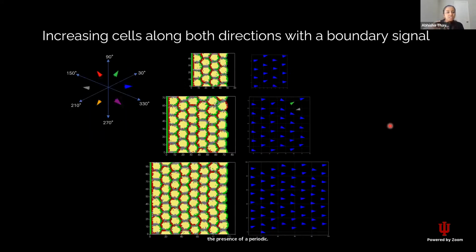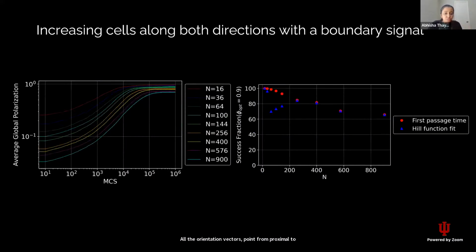But now, if we increase cells along both directions with a boundary signal present on the left side, you can clearly see that there is a preferred direction of orientation for the system. All the orientation vectors point from proximal to distal end. We found the success fraction for this case, and as we increase the system size, the success fraction decreases and is less than 70%, compared to the periodic boundary.